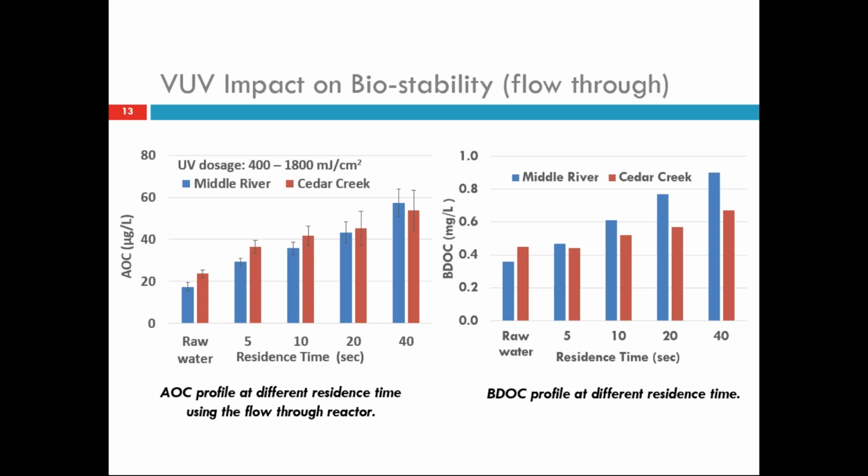Also, we see a steady increase in AOC with the UV dose, and a similar trend is seen for the BDOC profile as well. The extent of growth in BDOC is higher in Middle River water as compared to Cedar Creek, because Middle River has a higher NOM, which was represented by the higher DOC in the water. And these data confirm the impacts of vacuum UV on biological stability because of the smaller molecular weight fractions formed.